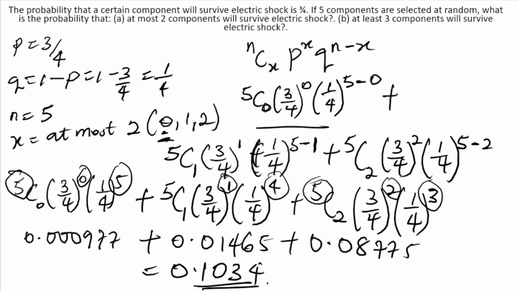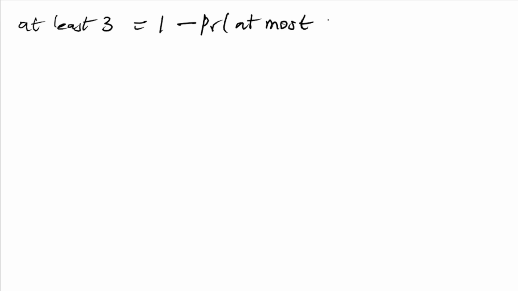I hope you understand that. Okay, now let's talk about the B part. The B part is at least 3 components will survive electric shock. That is our X, okay? At least 3 components will survive electric shock. So now we're talking about at least 3, okay? Is equal to 1 minus probability of at most 2.